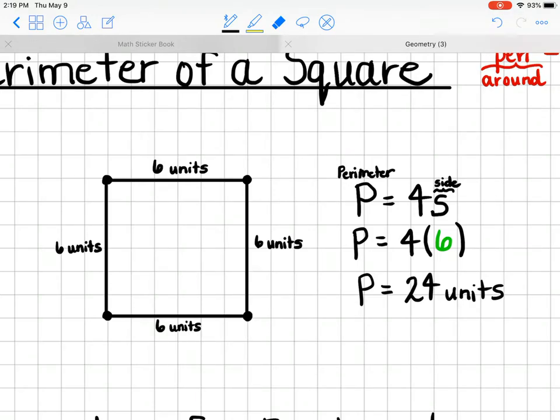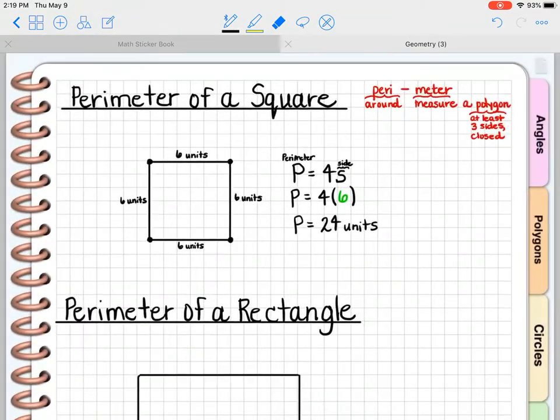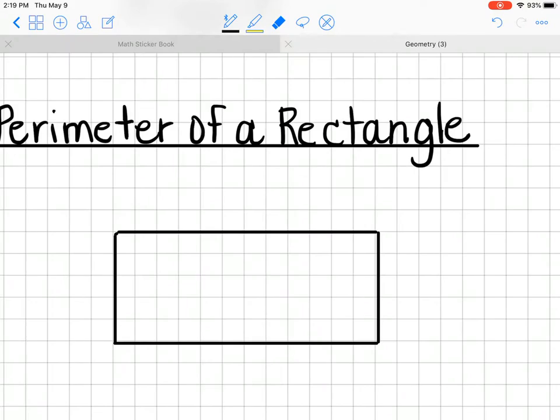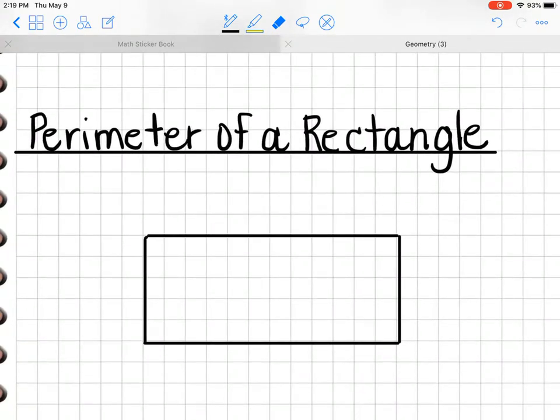When we get to trapezoids and cones and cylinders, you won't be able to just look at it. So we have to know how to set these up using math. Okay, this is the simplest one that you will ever have to do. So let's take it up another little notch here to the perimeter of a rectangle. As the shape changes, the formula will change. And as the shape gets harder, the formula will get harder.